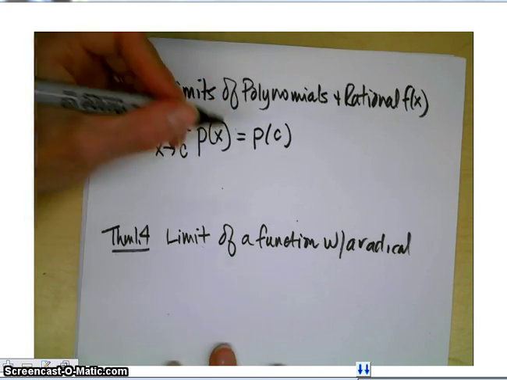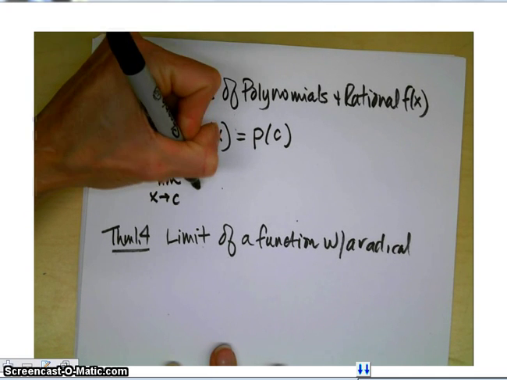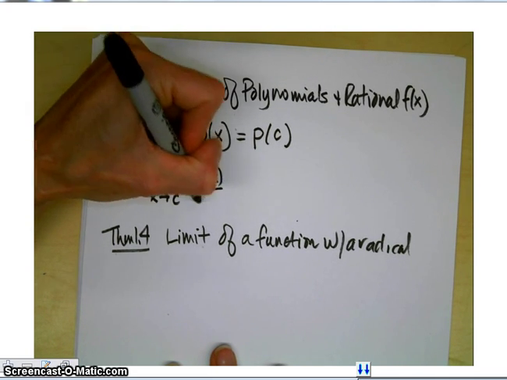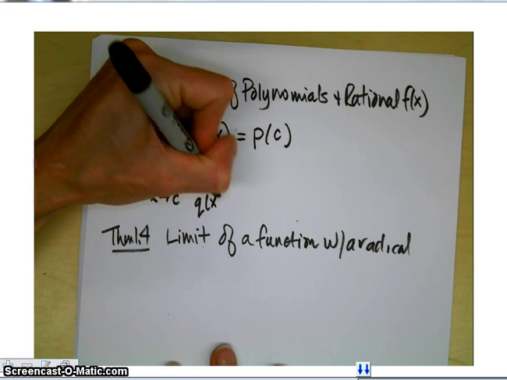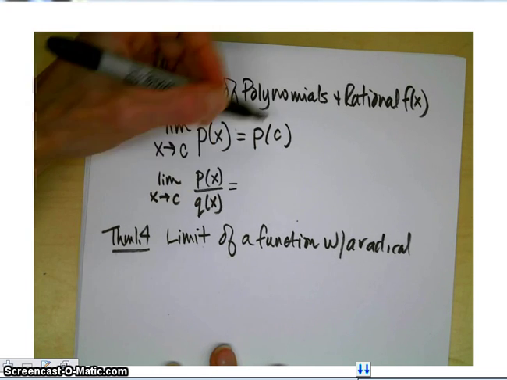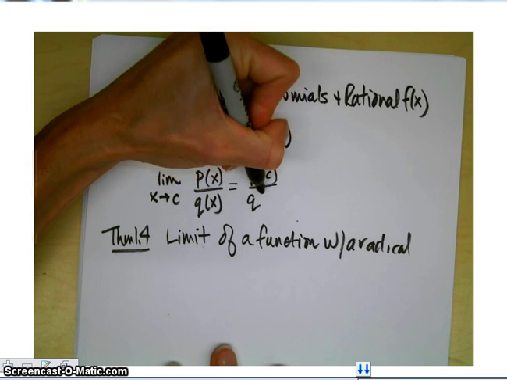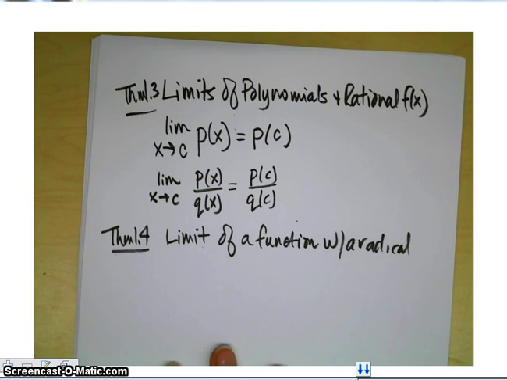All right? Rational function. What's a rational function? A rational function is a fraction. You have a p of x and a q of x. Okay? What is the limit as x goes to c of a rational function? It's p of c divided by q of c. So what did you do there to find the limit of that? Same thing, you put c in for x.